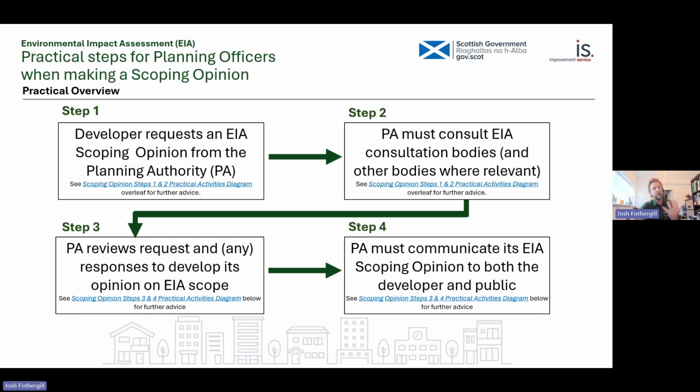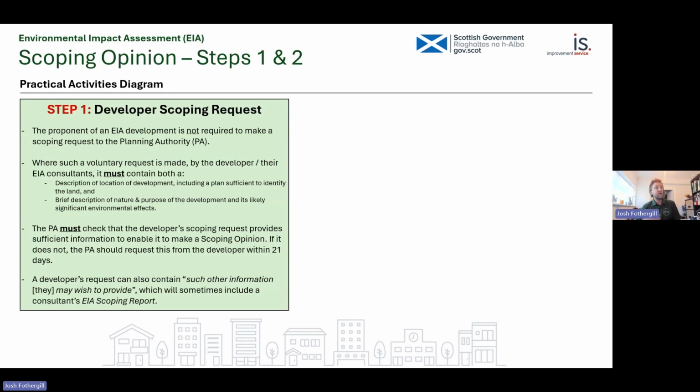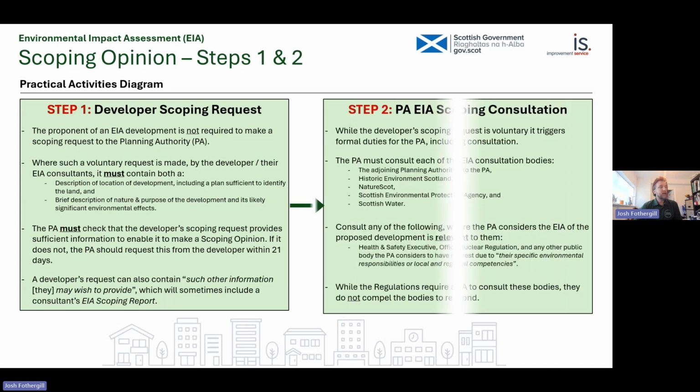And the subpages that support that core flow diagram have advice for you in terms of the scoping request. What do the regulations say need to be in there? The fact that you as a planning officer should be checking to make sure that it's got sufficient information to enable you to make your scoping opinion. If you think it hasn't got sufficient information, then you need to get back to the developer in 21 days. But obviously be aware that what the regulations cover in relation to a scoping request are quite broad and quite loose. And then the next step, consultation, advice on that process.